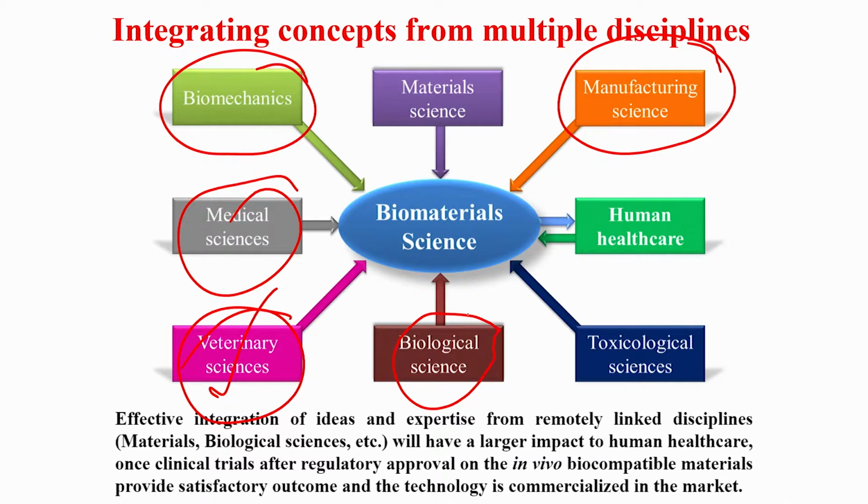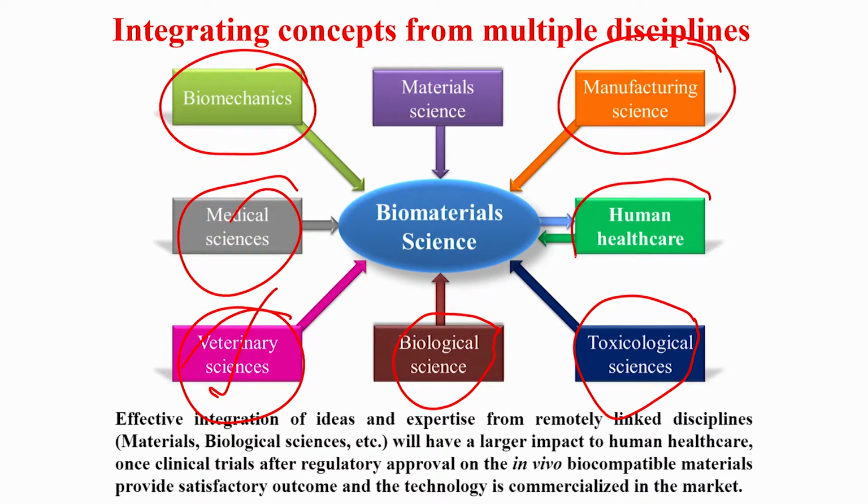Biological science certainly requires no explanation, because biomaterials means materials which are to be integrated in the biological system, which means they have to interact with cells, proteins and so on. So, therefore, you need a good understanding of biological sciences as well as toxicological sciences, meaning when a new material is used, it should not cause any undesired toxicity in the cell or tissue. And for that we need to evaluate the potential of the materials to cause toxicity.